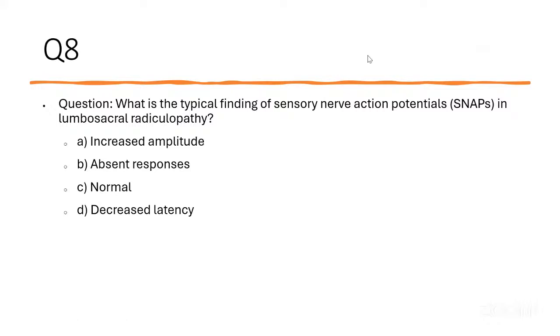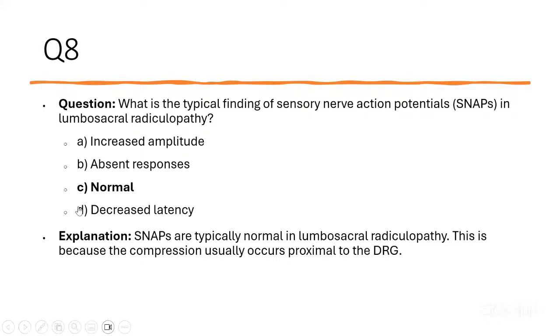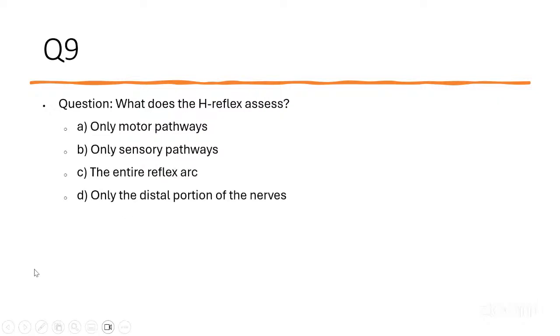Right. Now, question: what is the typical finding of sensory nerve action potentials in lumbosacral radiculopathy? Increased amplitude, absent responses, normal, decreased latency. Somebody has quickly answered. What is the answer? Normal. Normal, that's correct. SNAPs are normal. I just mentioned distal to the dorsal root ganglion, preganglionic and postganglionic. Radiculopathies occur proximal to the dorsal root ganglion. So SNAPs are normal.